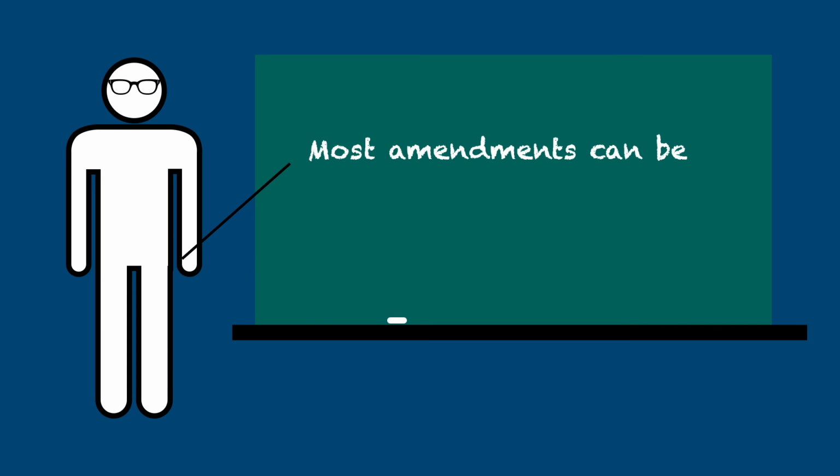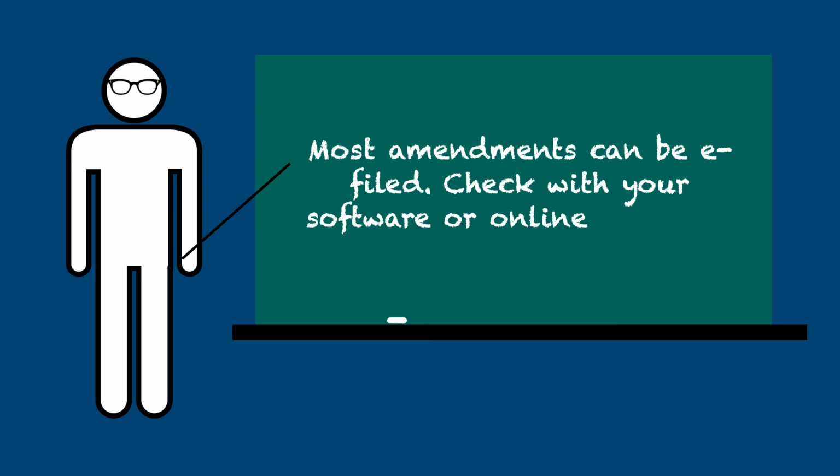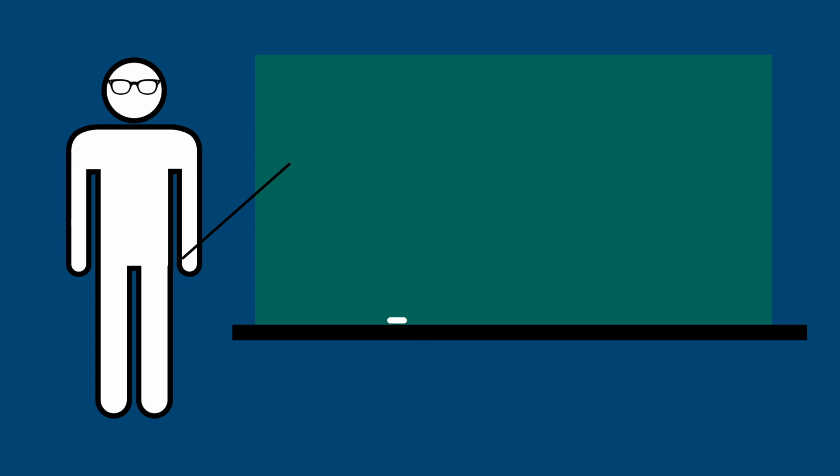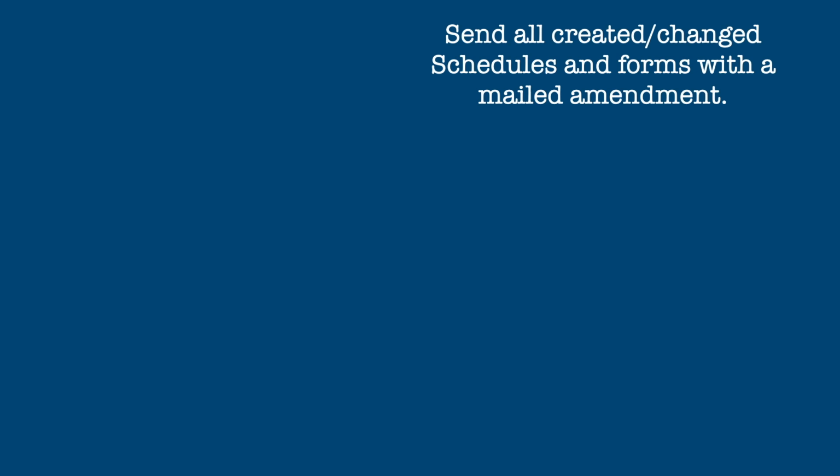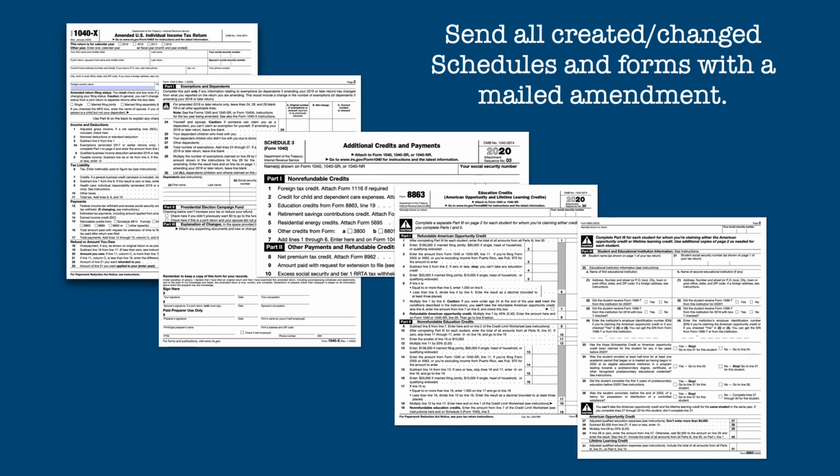The easiest and quickest way to file an amendment is to e-file it, which can be done through online software or professional preparers. If you are mailing the amendment, do not send the revised tax return you prepared for reference. Instead, send pages 1 and 2 of the amendment plus any forms and schedules that have been created or changed. In this case, Terrence sends Schedule 3 and Form 8863 along with the amendment.